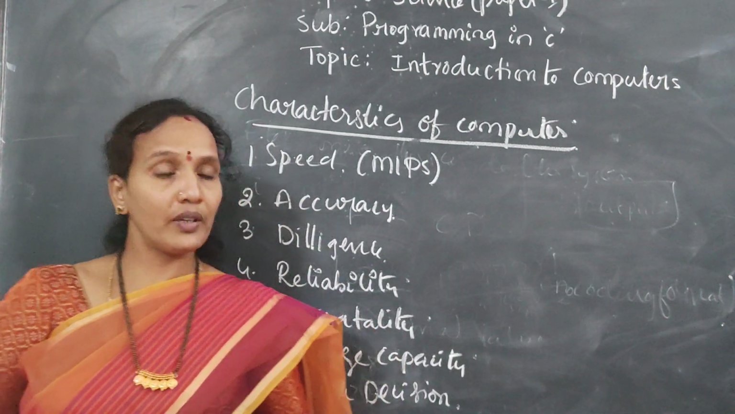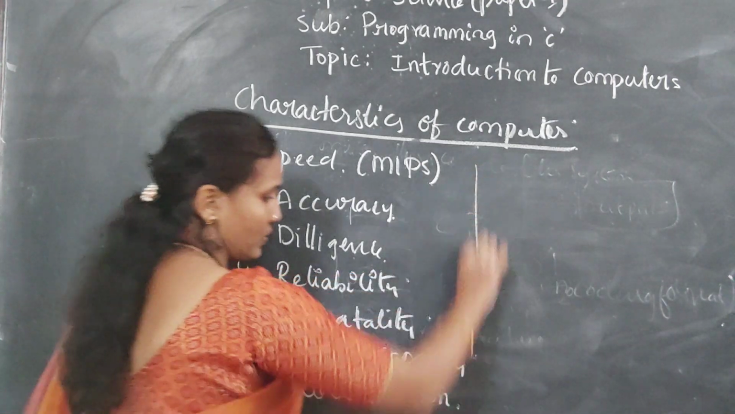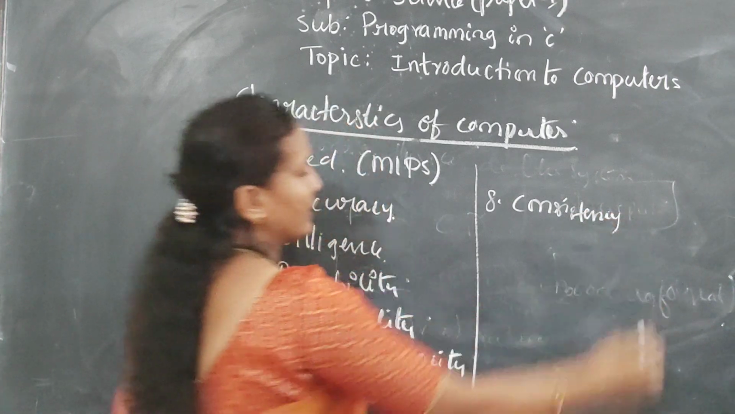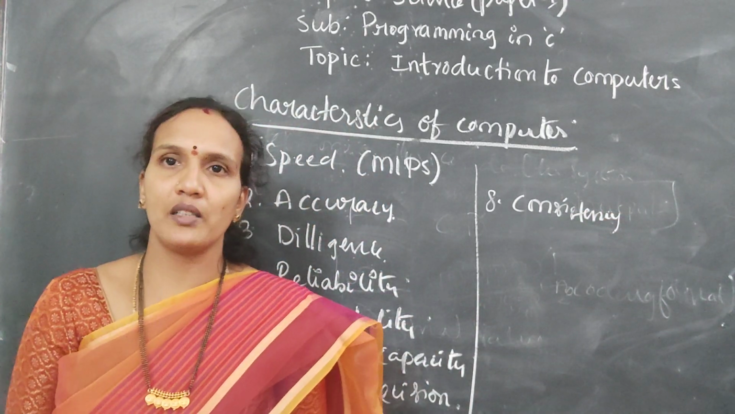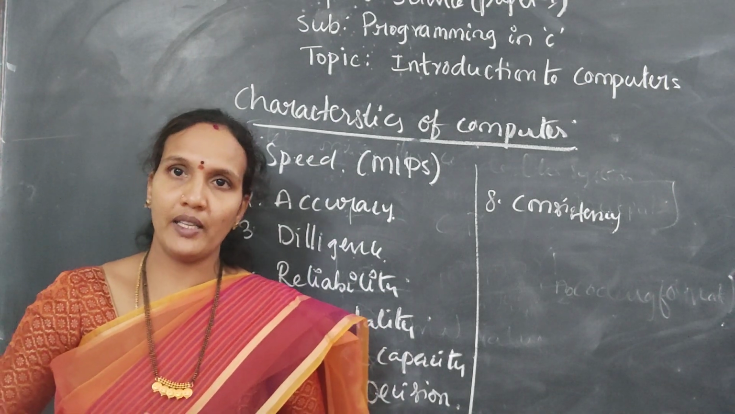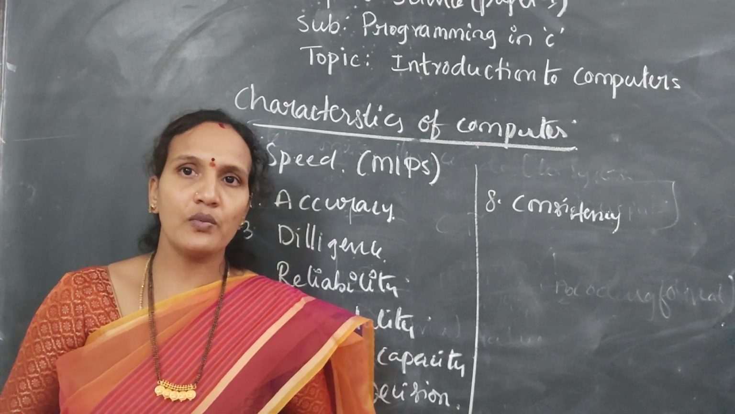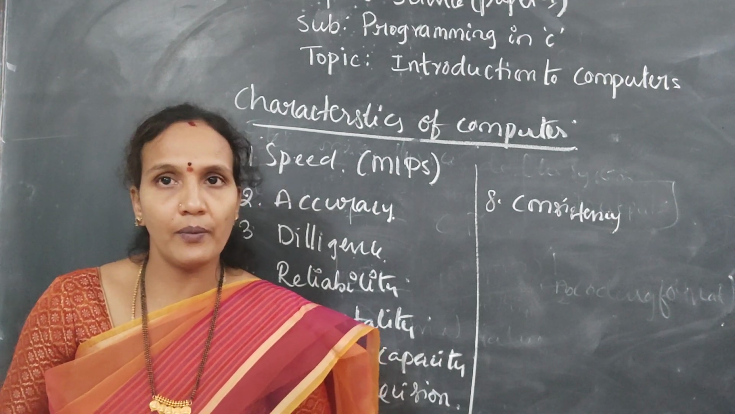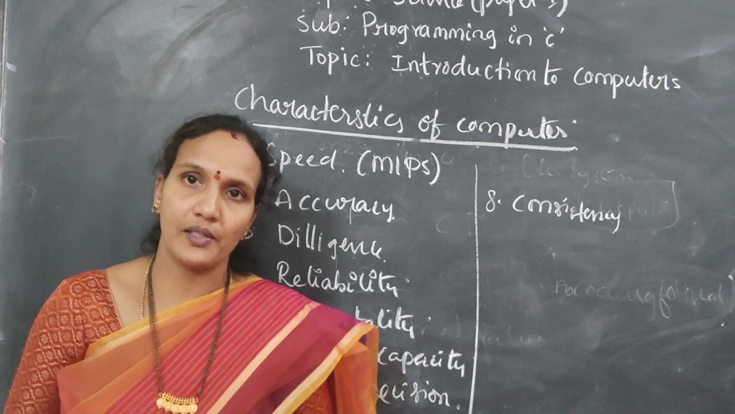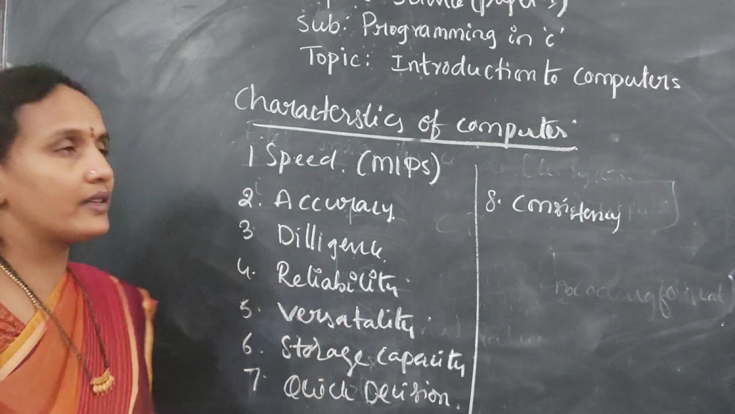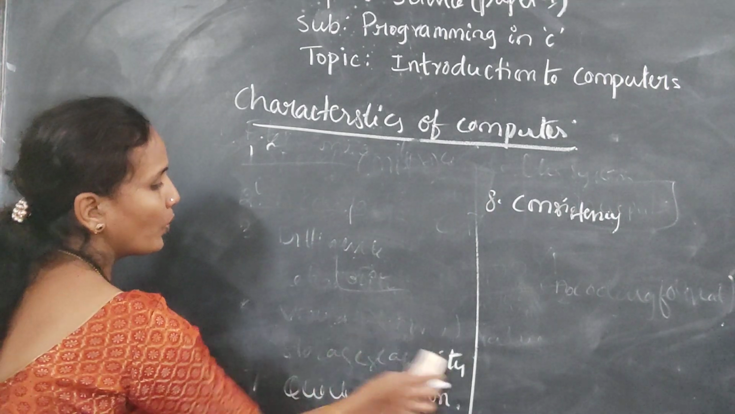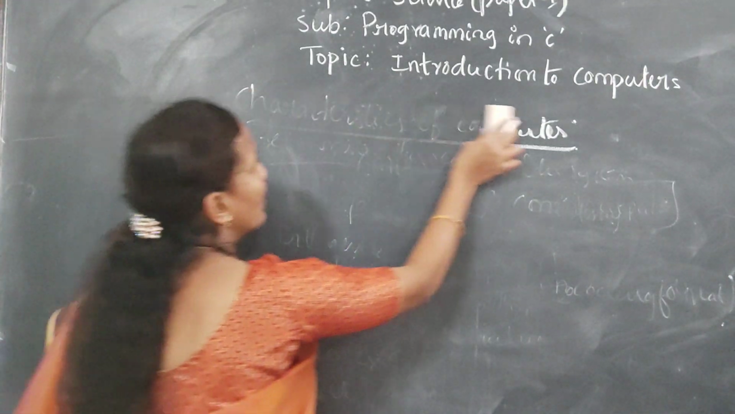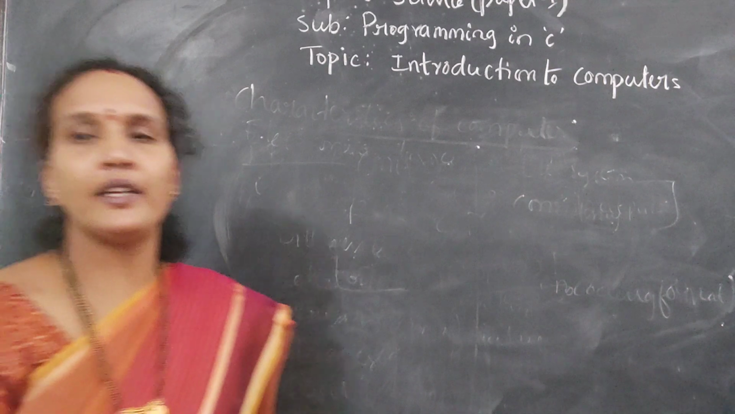And next, one more characteristic is consistency, you can write. Consistency means the same task you give on different days, one day, second day, third day, it will give the same result. Whatever way it produces the data, calculates the output, everything is unique. That is called consistency. So these are the characteristics of computer. Most of the characteristics I think you all know already. I am just revising.